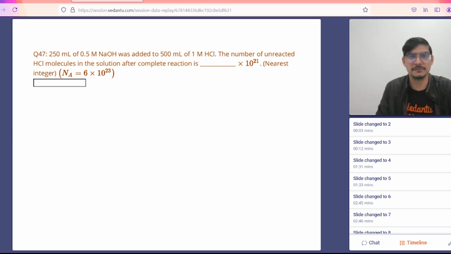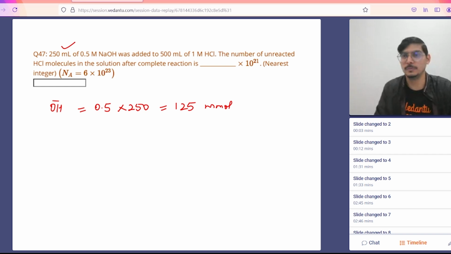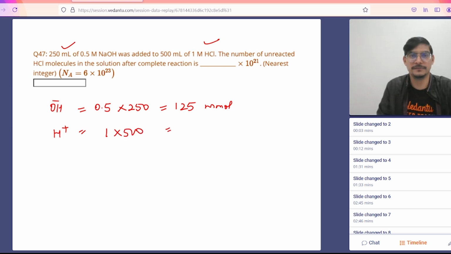250 ml of 0.5 molar NaOH was added to 500 ml of 1 molar HCl, the number of unreacted HCl molecules? So let's see how many hydroxide are there. 0.5 multiplied by 250, so that's 125 millimole, because we are using the volume in ml and not in liter. Number of H plus that are coming from HCl is 1 molar multiplied by 500 ml, so that is 500 millimole.